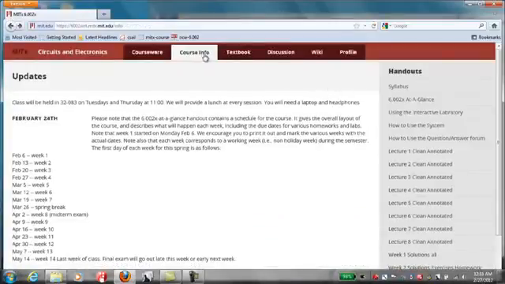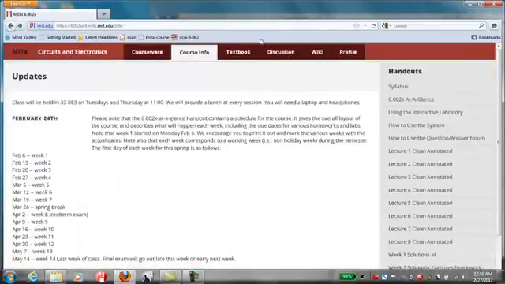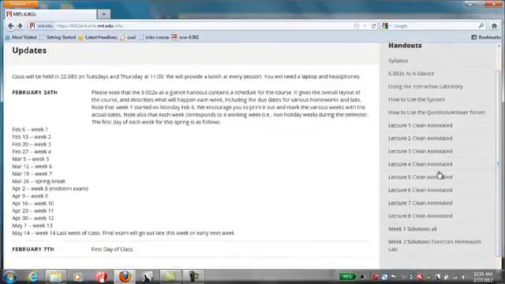Among the tabs here, you also see, in addition to courseware and course info, the textbook. You can go and look at the textbook. You can also go to the discussion forum. You can go to the wiki, and you can also look at the profile for your grades and to change your personal information. Coming back to the course info section here, notice that all your lecture handouts are here.